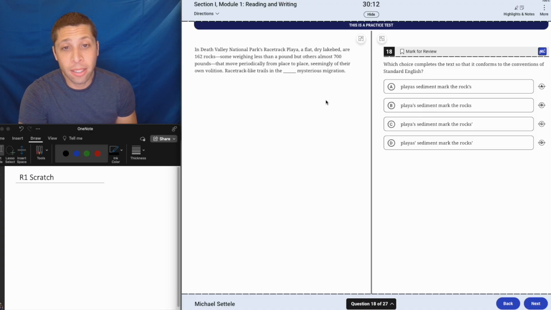So the rocks have a mysterious migration, so that needs to have an apostrophe. So it's going to get rid of B. And the racetrack is in the playa's sediment. So the sediment is owned or possessed by the playa. So that's going to get rid of A.